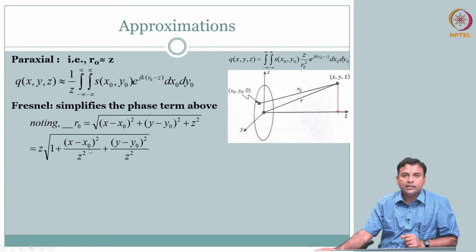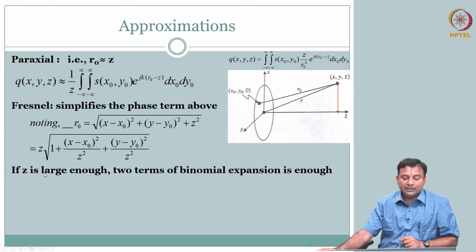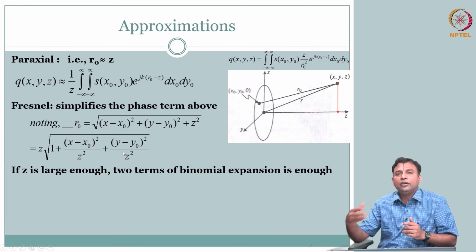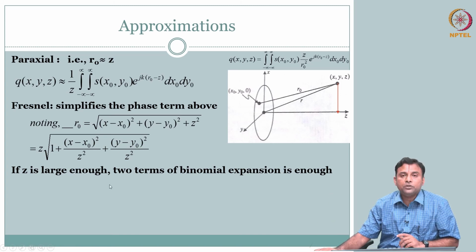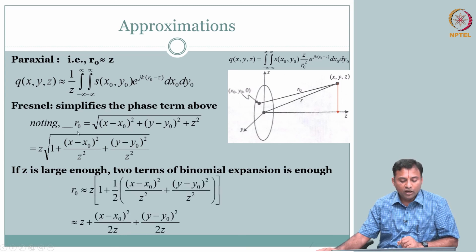So if you have reasons to believe that you are looking at z that is far away, so z is large enough, then I can ignore the higher order terms and approximate using only the first two terms of this square root expression. So if you do that, your r naught becomes the square root of 1, which I am simplifying by retaining only the first two terms. So I have 1 plus 1 by 2 of this term plus this term. Of course, therefore you can write z plus x minus x naught.